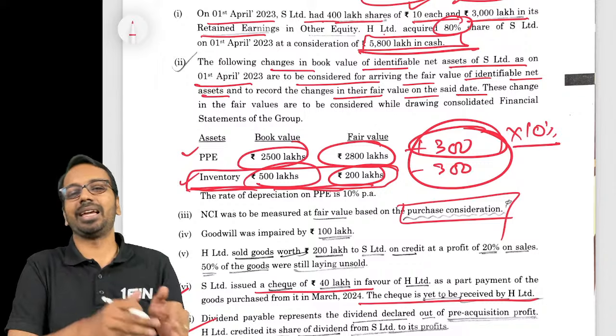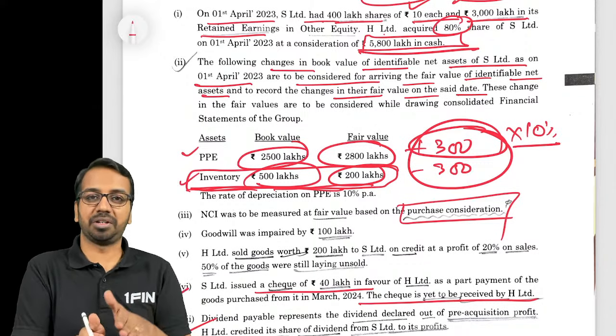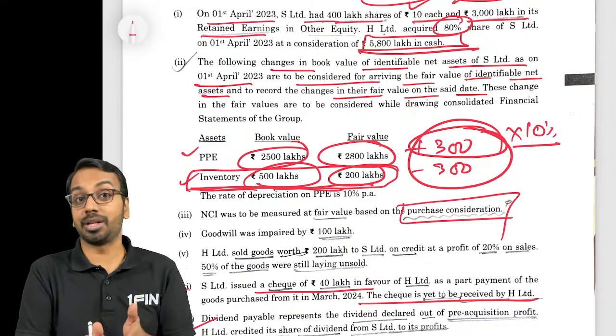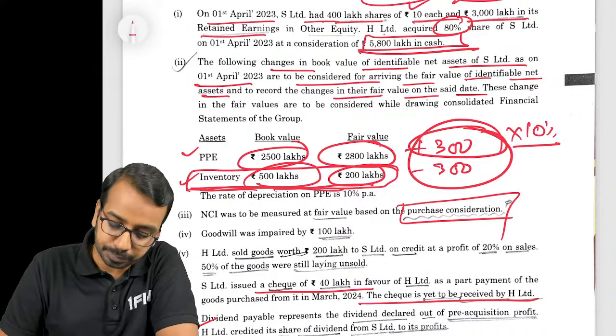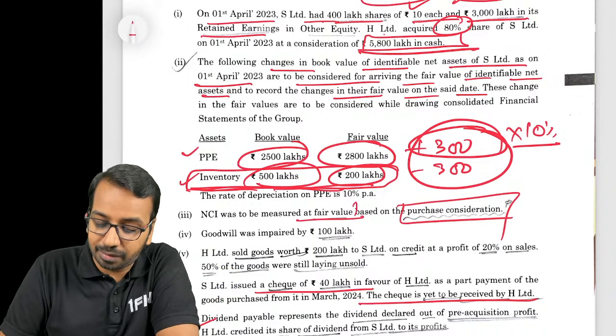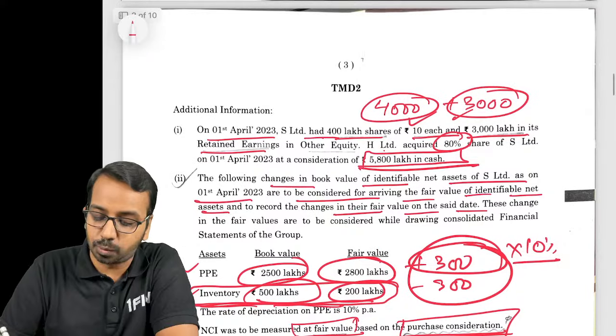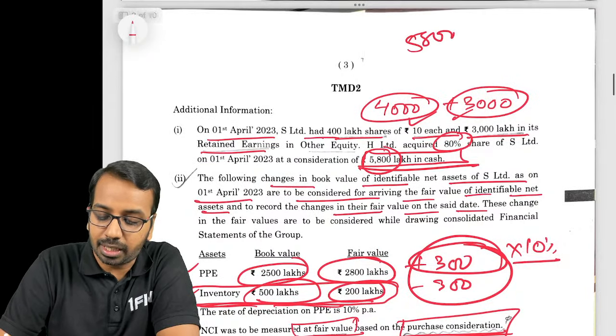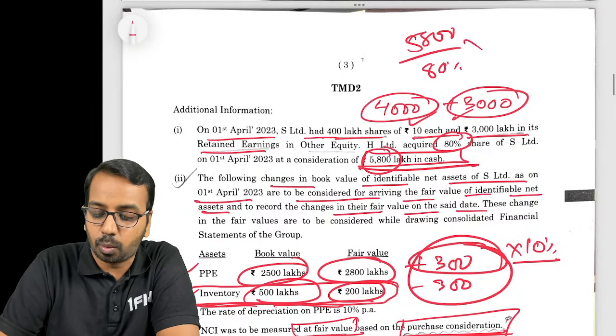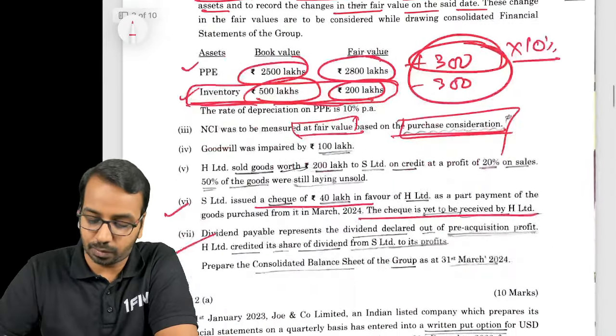And this is in line with some of the adjustments given in your questions in the study material and past exam papers. NCI is measured at fair value based on purchase consideration. Means what? With this 5,800 we have acquired 80%. What will be the value of 20%? So that is what we have to do.